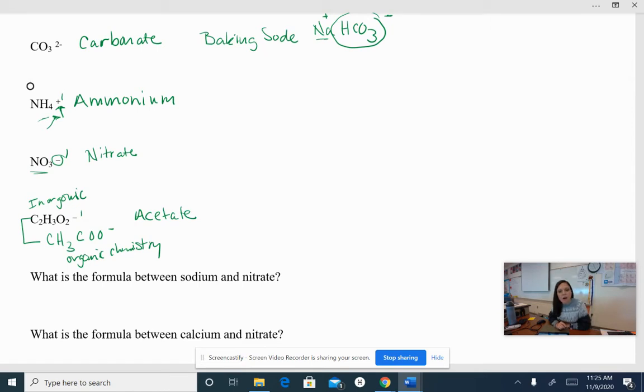And you guys have all probably experienced acetate. If you've ever used vinegar or had some kind of a vinaigrette dressing on a salad, this acetate right here is what gives the vinegar that tart, that sour flavor. Okay? So let's move on just a little bit.